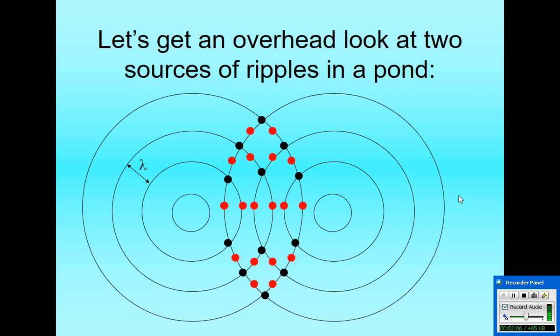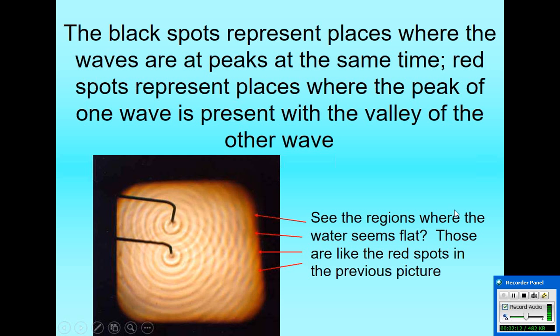This is, like I said, a snapshot. The actual situation evolves over time. But we can take a look at a picture. This is two sources of ripples. These prongs right here just dip in and out of a very shallow layer of water, and there's a light underneath so that you can see the ripples very clearly.